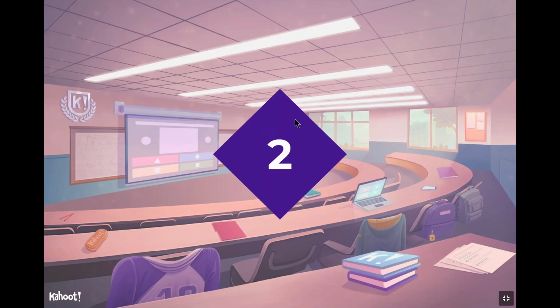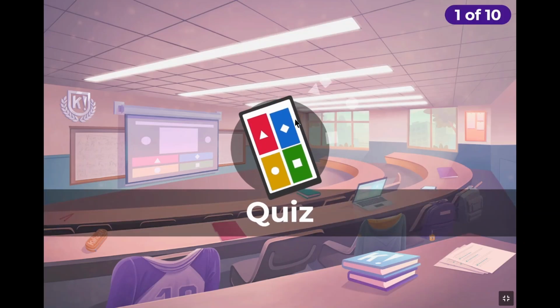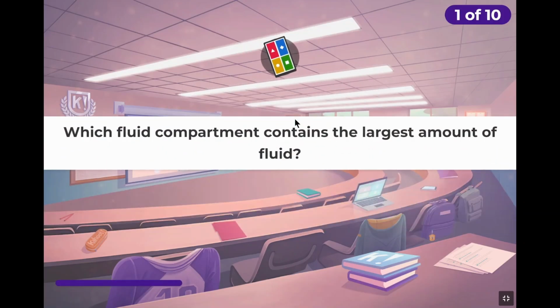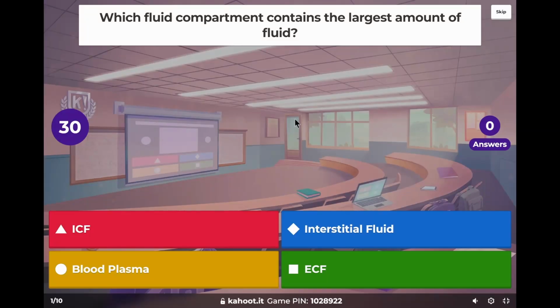It'll come up on the bottom in a second, the code. It should pop up. Okay, so what fluid compartment contains the largest amount of fluid? Do you see the pin on the bottom? Whoever needed it. The pin's still there. So between intracellular, extracellular, which one has the most fluid?